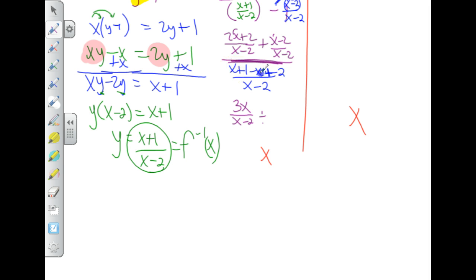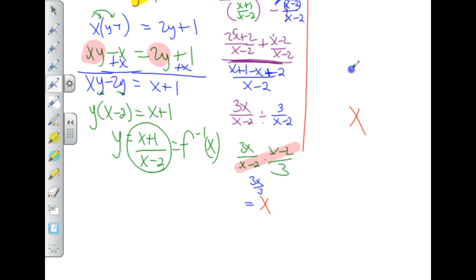Oh, it looks like the x's cancel here. So I'm left with 3 over x minus 2. But instead of dividing by a fraction, you can multiply by the reciprocal. So this is 3x over x minus 2 times x minus 2 over 3. Sure enough, this cancels. I'm getting close. 3x divided by 3 equals my x.